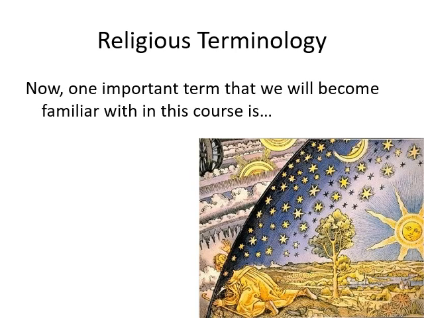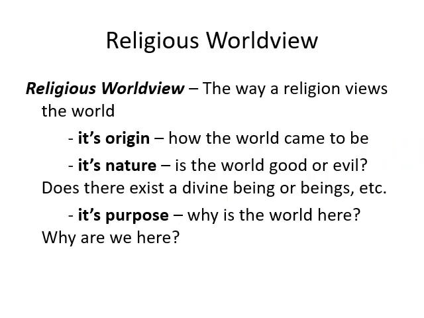Now, one important term that we will become familiar with in this course is religious worldview, which put simply is the way a religion views the world, its origin, its nature, and its purpose. So in terms of its origin, religious worldview reveals how the world came to be as believed by or taught by a religion, its nature, such as teachings on whether the world is good or evil and whether there exists any divine beings or being, as well as its purpose. So again, why is the world here? Why are we here? What is the purpose of human life, etc. So religious worldview reveals the answers to all of these questions within a religious tradition.